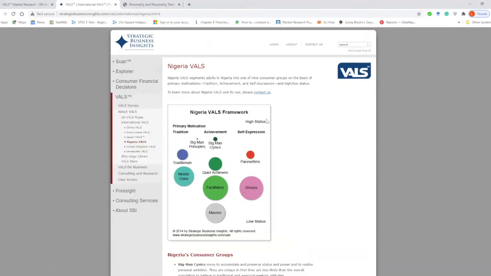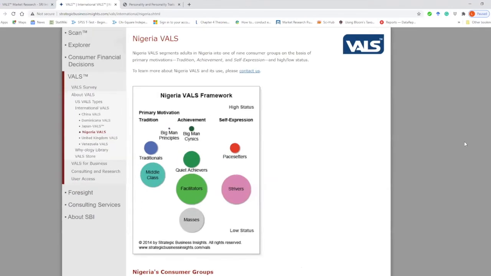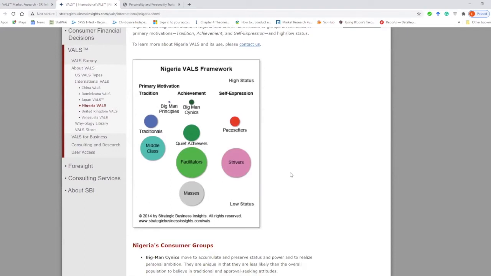Great. So as you can see, the Nigeria Vals segments adults in Nigeria into one of 9 consumer groups on the basis of primary motivation. So here it is just based on their motivations. And we can see that as the years have gone on, depending on the needs of the organization or the commissioner of the Vals program, they are able to customize it to suit the needs of the commissioner and what objectives they are hoping to achieve. So you realize that in terms of motivation, they've been able to use the Vals framework to classify Nigerian consumers into different groups. Please, can we see that?